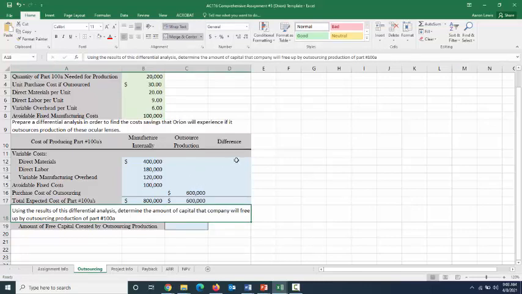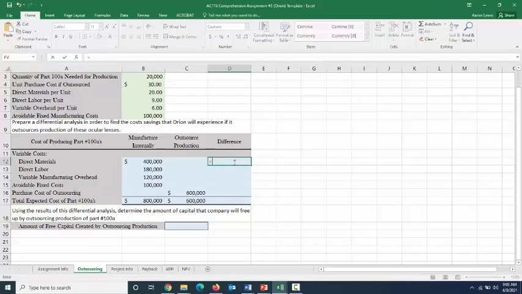So what's the difference? Well, if we continue to manufacture internally, we're going to have to pay $400,000 more for direct materials. We are going to have to pay $180,000 more for direct labor. We're going to have to pay $120,000 more for variable manufacturing overhead. We're going to have to pay $100,000 in fixed costs, which we could have avoided had we outsourced. But we're not going to have to pay that $600,000 for outsourcing production, and we're going to make that a negative.